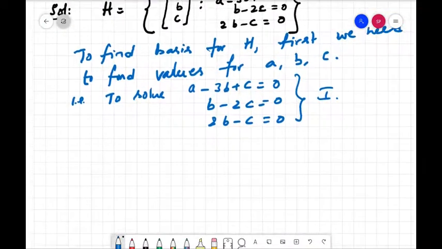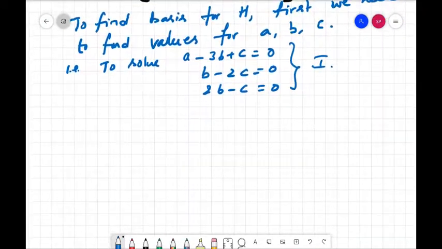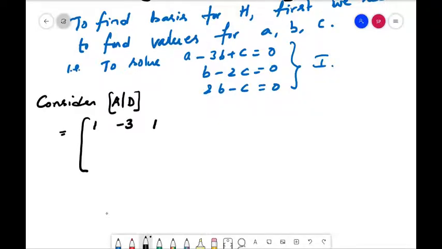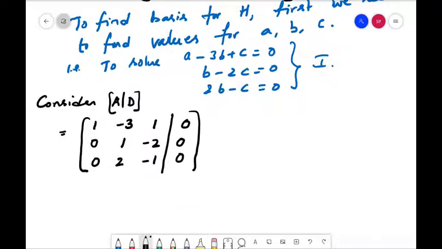How do we solve this system of equations? Again, we'll use the echelon form of matrix. So I'll consider the augmented matrix. So what is that augmented matrix? This will be 1 minus 3 and 1 0, and A coefficient is 0 and 1 minus 2 0, and then A is not there 0, and then 2 minus 1 0. So you need to write the augmented matrix and you have to reduce it to echelon form.